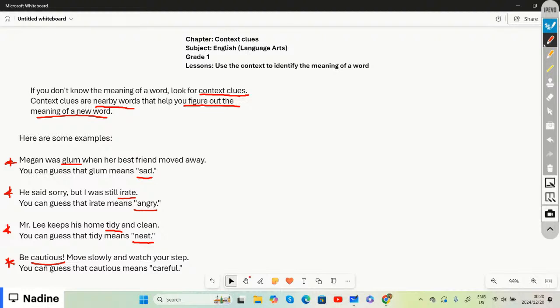So the word cautious, if they say be cautious, move slowly and watch your step, can mean you need to be careful. Move slowly and watch your step. Meaning if you don't move slowly and watch your step, you might fall, you might hurt yourself. So you need to be cautious.